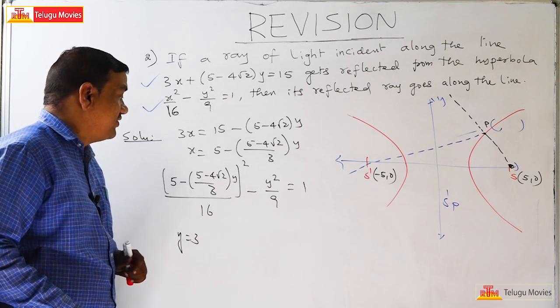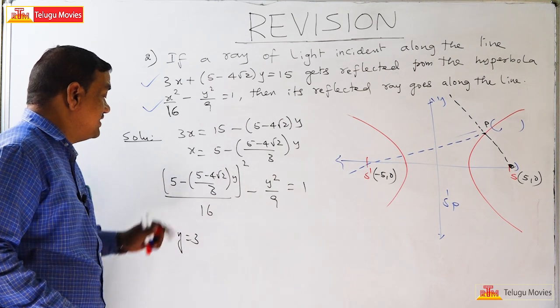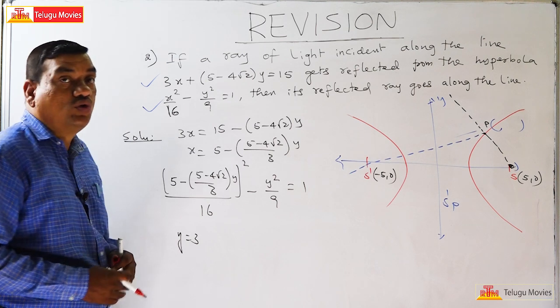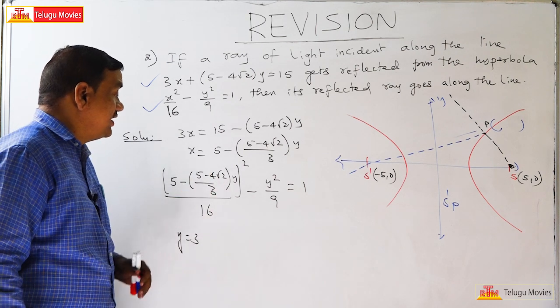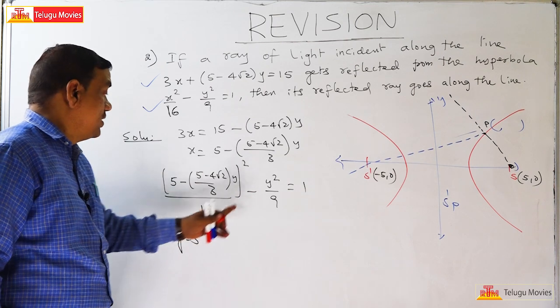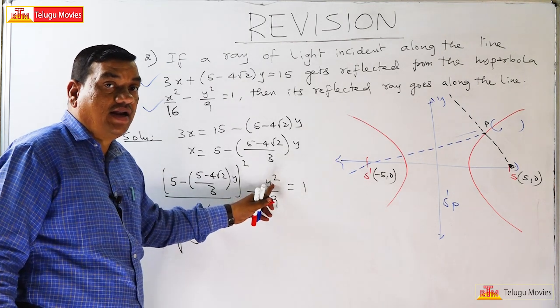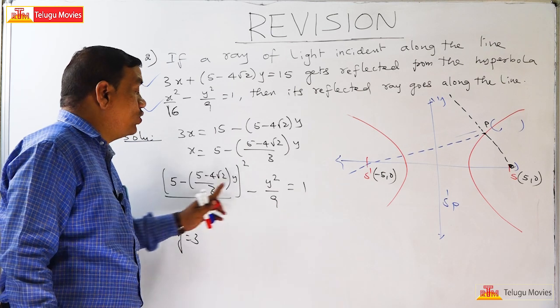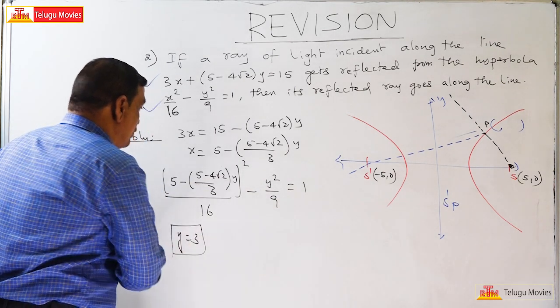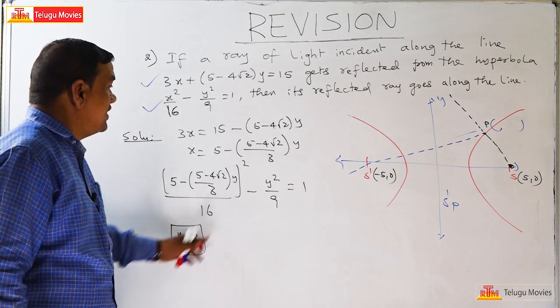If you substitute here, 3 will get cancelled, and 5 also gets cancelled. 4 root 2, 4 root 2 means 16 twos are 32, 32 by 16 is 2. Here 3 square is 9, 9 by 9 is 1. 2 minus 1 is 1. So, we get y is equal to 3. Okay now, y is equal to 3.